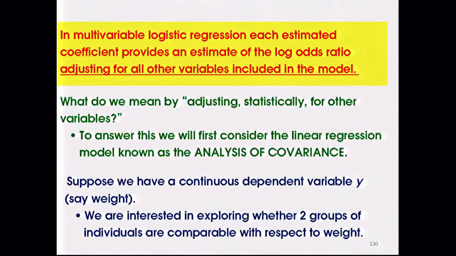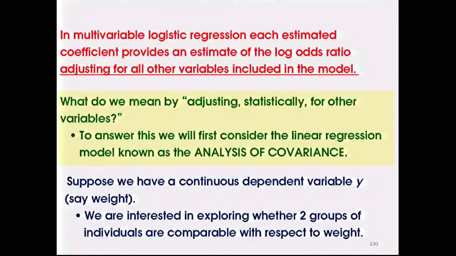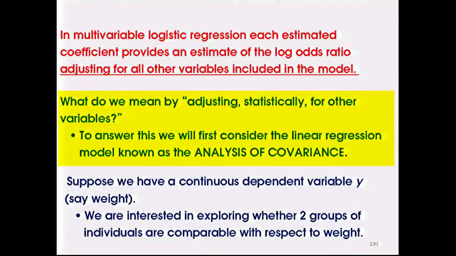Now, in multivariable logistic regression, each estimated coefficient provides an estimate of the log odds ratio, adjusting for all of the other variables included in the model simultaneously. And we talked about that, and so I hope you understand that. But what do we mean when we say adjusting statistically for other variables in the model? To answer that question, we first have to consider the linear regression model known as the analysis of covariance.